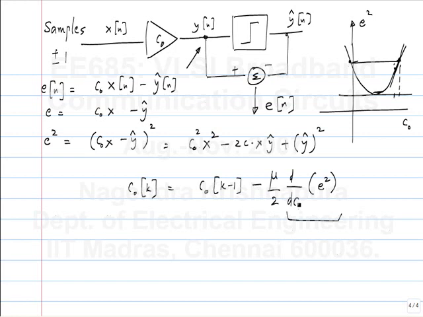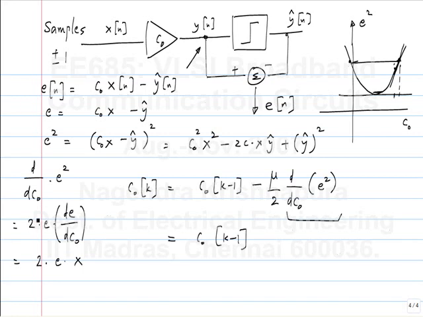You want to make it small for all time, roughly speaking. Or when you say mean square error, you have to minimize the average of the error square. So this is the derivative with respect to the coefficient. What is that value for this particular system? Input and the error, actually. So d by dc0 of e square is 2 times e times d by dc0 of e, and d by dc0 of e gives x, so 2 times e times x. So that shows mu by 2, so that this 2 cancels out.